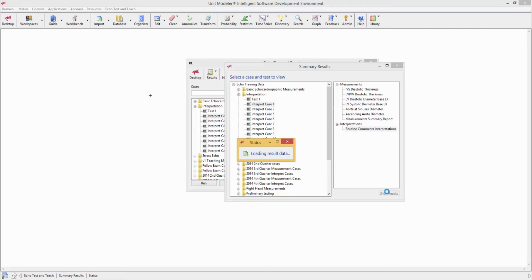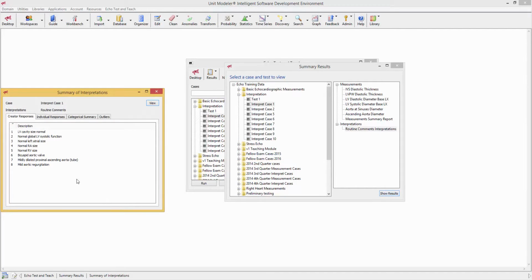Now we know what the answer is supposed to be. Here are the creator's answers. Again, highlight the mild aortic regurgitation, the mildly dilated aorta, and the bicuspid aortic valve. Those are the essentials. The rest are all normals. So let's look at the outliers. These are the people who didn't get it right.